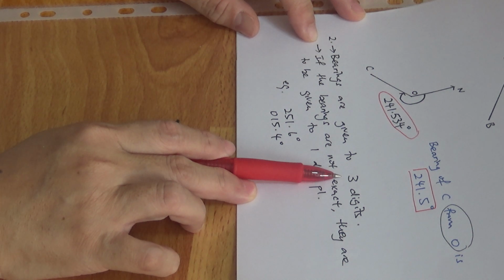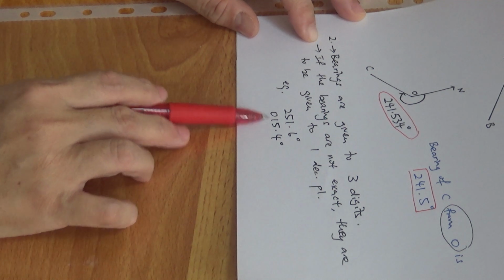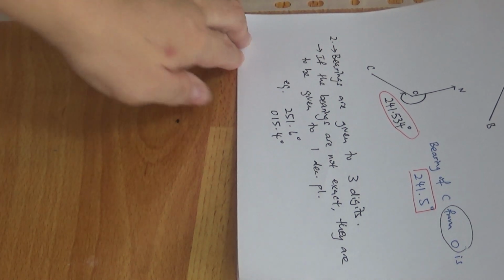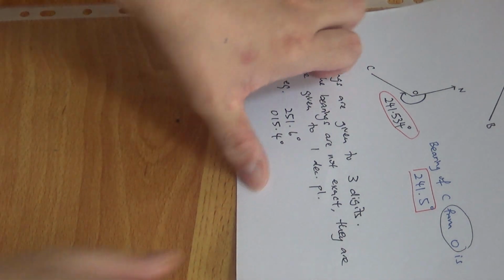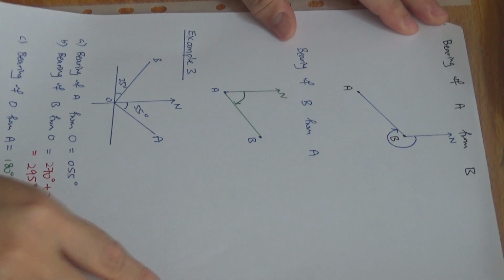If it's not exact, then it has to be given to 1 decimal place, like that. But the first 3 must be 3 digits. Okay, so this is how you write your bearing. Okay, now I'm going to give you some more examples here.